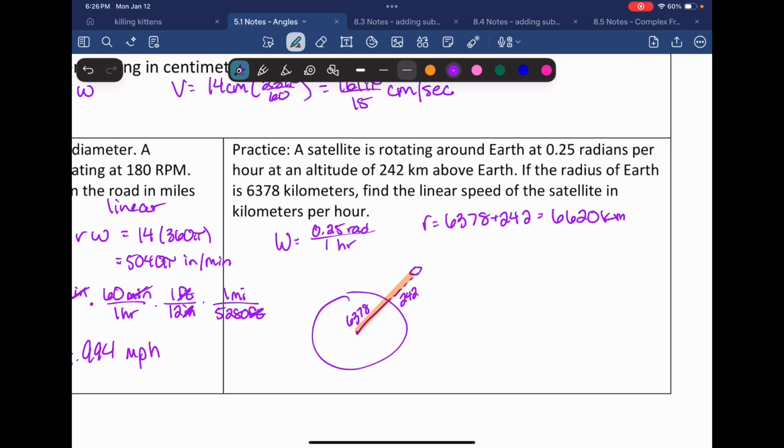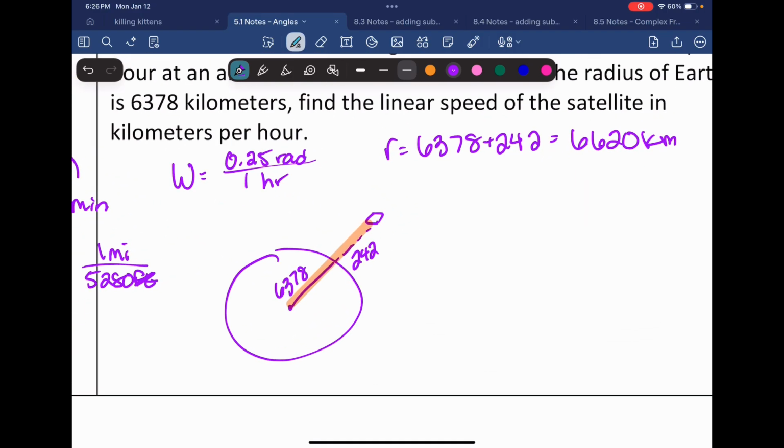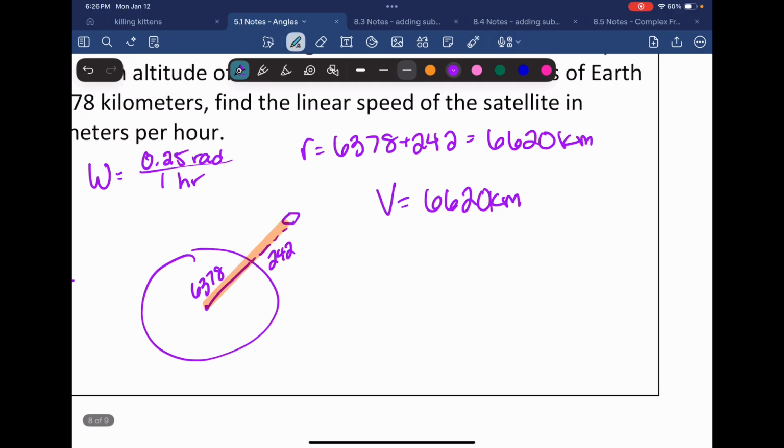All right, well, remember that a linear velocity is radius times omega. So radius times omega. So it'd be 1,655 kilometers per hour.